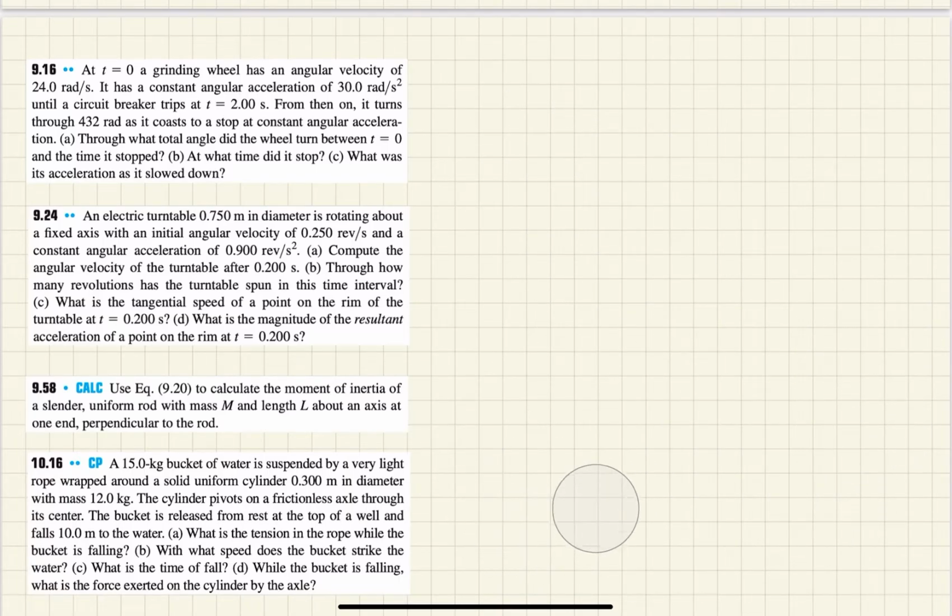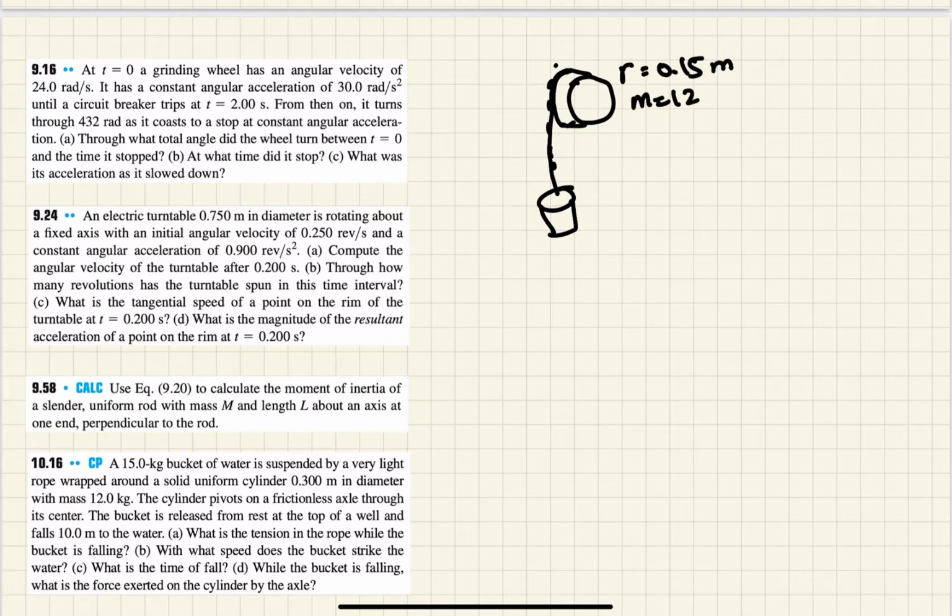Number 4. I know it's very slow, but this is a long unit, and a lot of work needs to be shown. So let's do it. There's this solid uniform cylinder, and there's a rope that's tied around it, and there's a bucket of water here. We know the diameter of it is 0.3, so the radius is 0.15 meters. Mass is 12 kilograms. This is of the cylinder. Frictionless axle. The bucket is released from rest at the top of the well and falls 10 meters into the water. What is the tension in the rope while the bucket's falling?